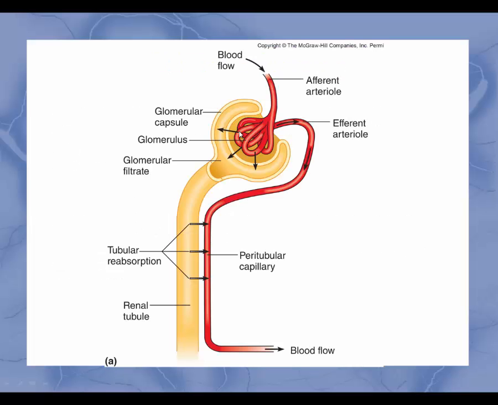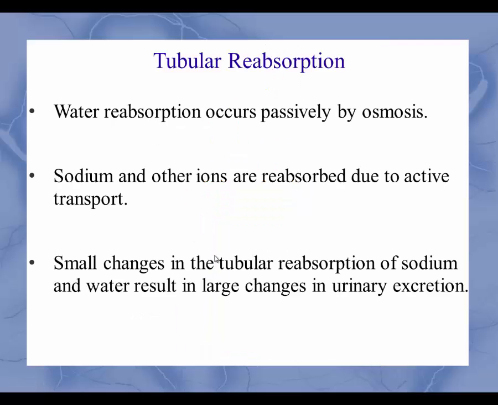Okay, so here's the blood going through the glomerulus, being filtered. Tubular reabsorption is going from here into the blood capillaries. When we talk about water being reabsorbed, this will occur by osmosis, that passive transport that you should have talked about in the first part of the 168 class, or basic biology. Now, other ions and sodium are going to be reabsorbed due to active transport. And even these small changes in tubular reabsorption can mean a large difference in the amount of urine that's excreted.